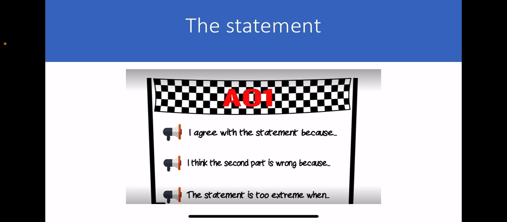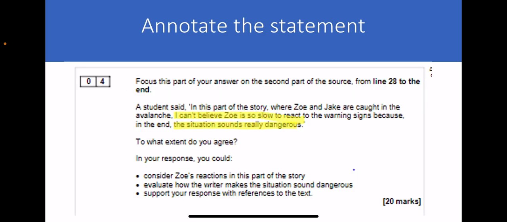If you're using your evaluation skills and you're being critical, you're looking at those small details. So for example, does the situation sound really dangerous, or does it just sound potentially dangerous? Look for the words that are what we call trigger words. Is Zoe so slow to react, or is she just a little bit slow? To get the highest marks, the examiners want to know that you've actually taken the time to read the statement, to read the question, to read the extract, and find the right evidence. Show us how you feel about it.